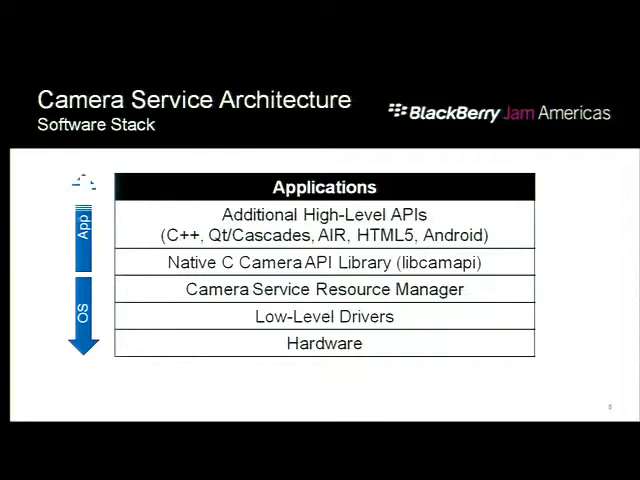And in the application side, we've got this library, which is what the camera API lives in, which talks to the camera service and provides you all the necessary high-level primitives. All the other APIs that we have, whether they be HTML5 camera or Air camera or even the Cascades Qt camera, they're all built on top of the native C camera API, so they're all using the same code. There's no private stuff, really. So everything that we're using, you should be able to use as well.